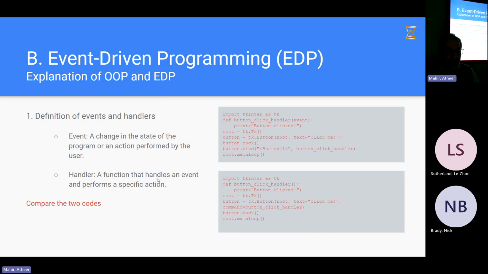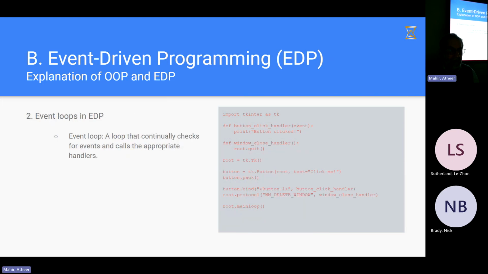A handler is the function that handles an event and performs a specific action. Like when you are pressing a button, the handler says, oh, this is now true, so it will take this action to the related function. What connects that button with that function, we call the handler, to perform the things. So you can compare these two codes.